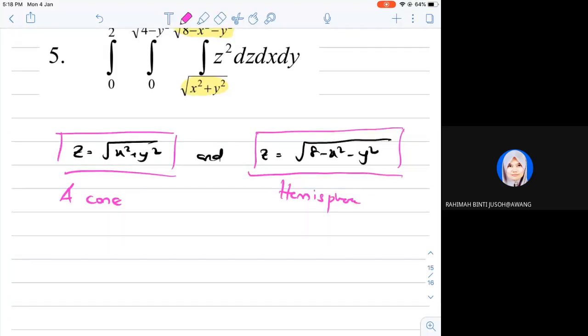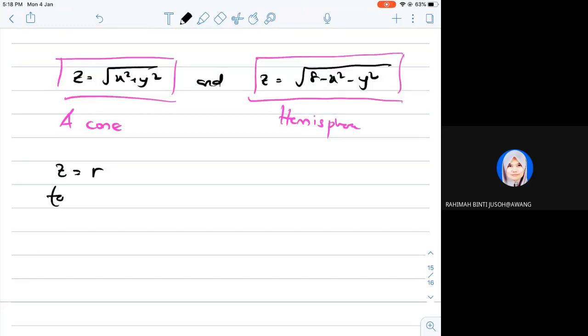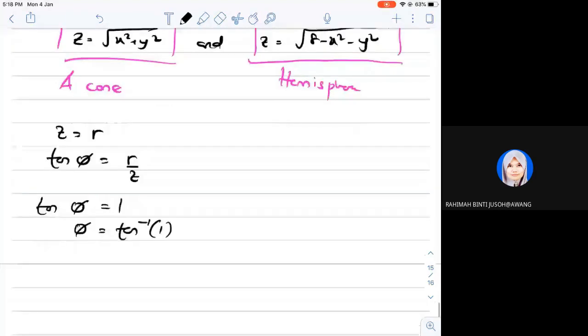So now, okay, daripada cone ni, kita boleh dapat apa ni guys? Kalau kita tengok dia punya ni kan. z equals to square root of x squared plus y squared ni equals to r. So of course lah. Macam tadi juga tangent phi equals to r over z. So tangent phi equals to 1. So phi equals to shift tangent 1 equals to pi over 4. So we have this.